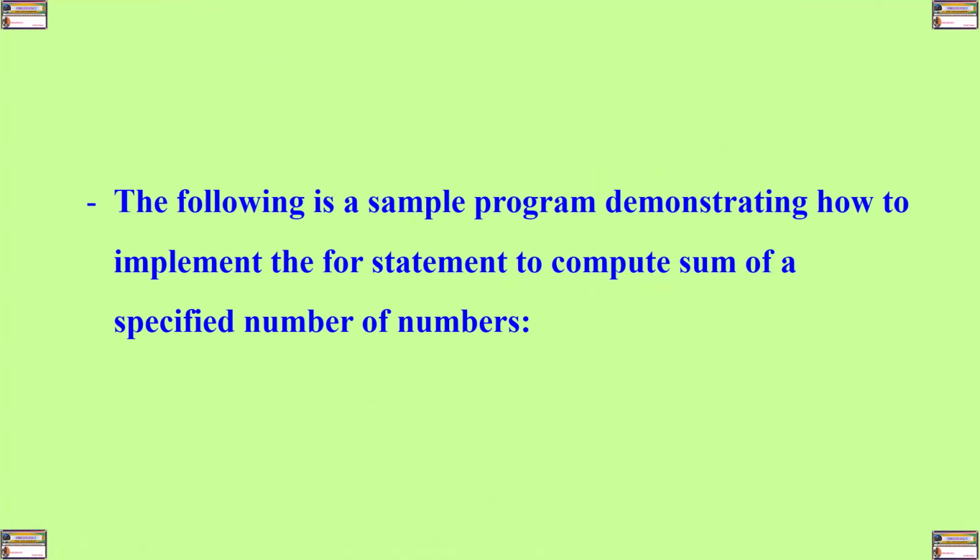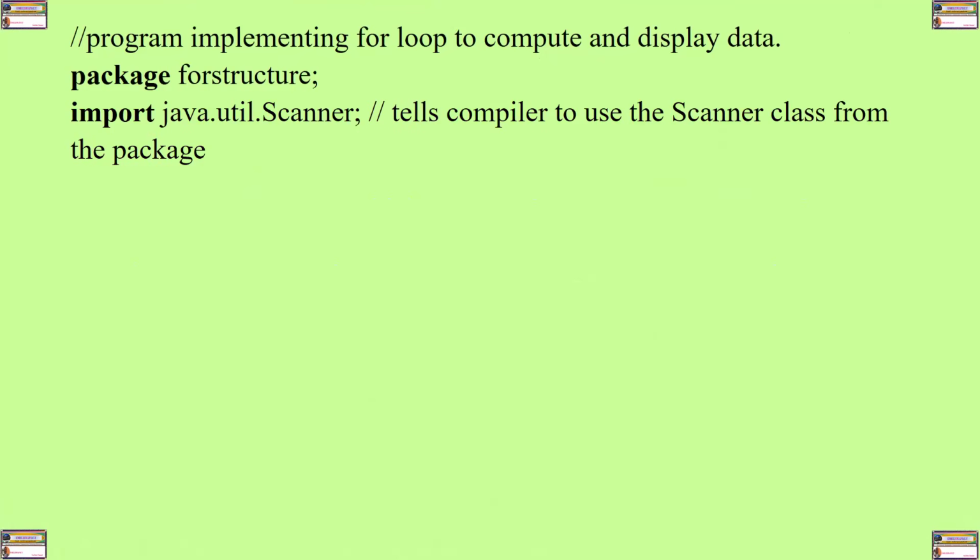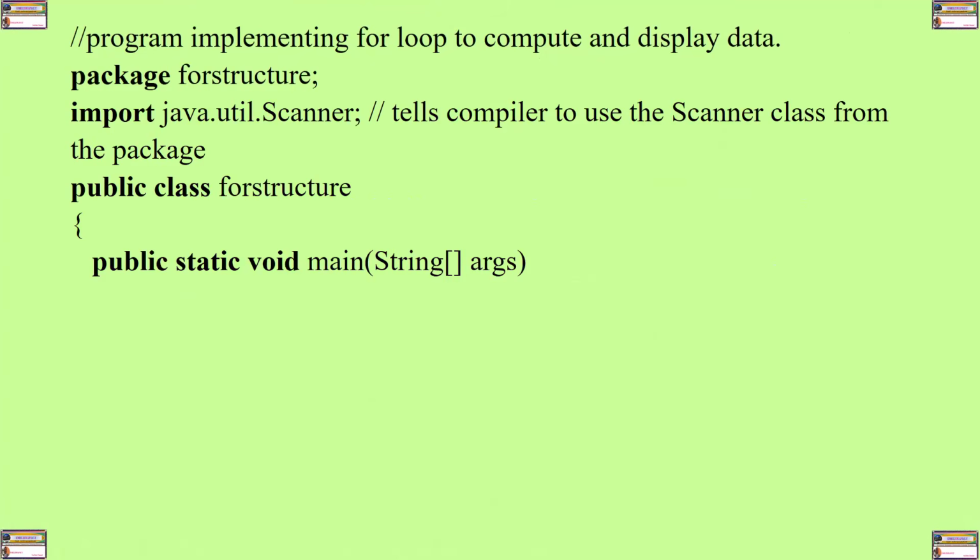The following is therefore a sample program demonstrating how to implement the for statement to compute the sum of a specified number of numbers. So this is our program. It is implementing a for loop to compute and display data. The name of the package is for structure. We have import java.util.Scanner, whose work we know by now. The name of our public class is for structure. And my dear students, the rest of the learners, note that the name of the class is similar to the name of the structure.